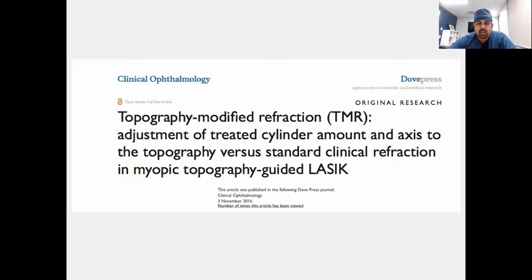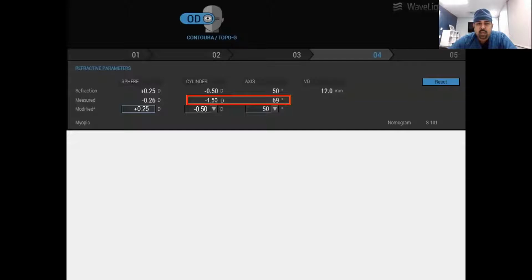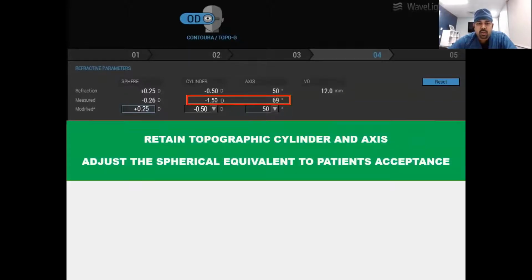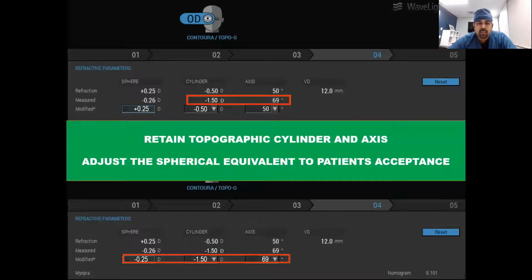For these, there were different generations of algorithms and different generations of planning, and solutions are provided. The first one came from John Kanellopoulos, wherein if the difference was say a diopter between the two, the advice was to treat the topographic cylinder and the axis, and whatever you add on the cylinder over the patient's refraction, you subtract half of it so that the spherical equivalent remains the same. So instead of treating a minus 0.5, you treat a minus 1.5 at the axis that your topographer tells you. And the difference of half a diopter is subtracted from the sphere so that you maintain the spherical equivalent.